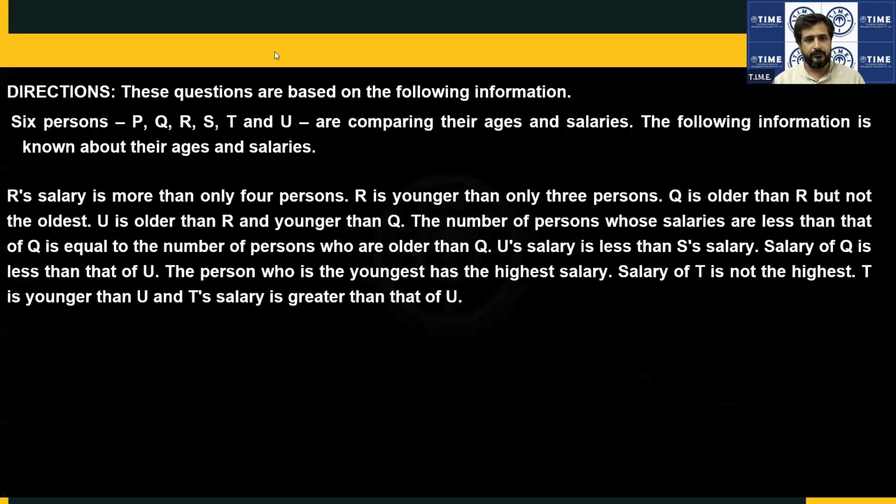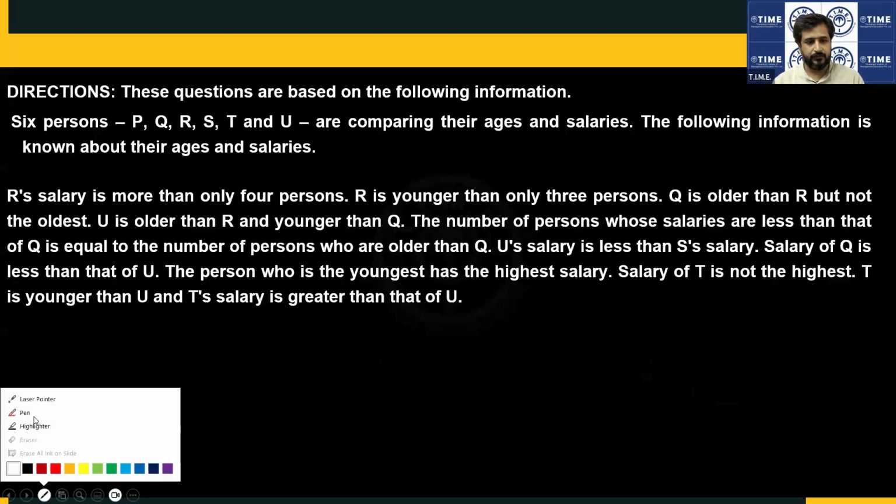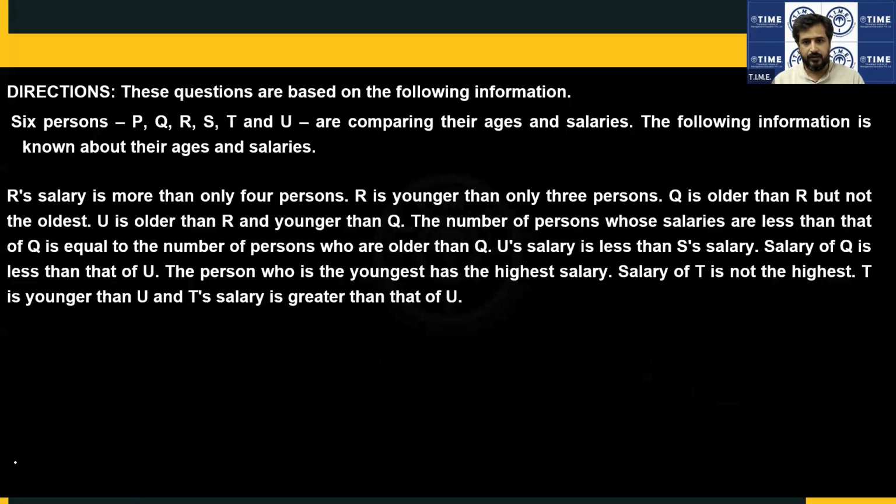Six persons P, Q, R, S, T, or U are comparing their ages and salaries. The following information is known about their ages and salaries. So they have been compared in two parameters. What are the two parameters? One is ages and the other one is salaries.